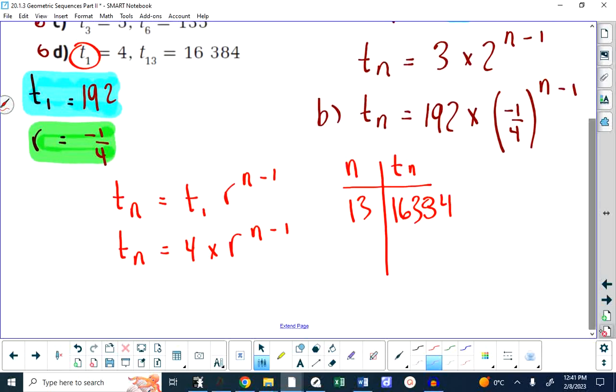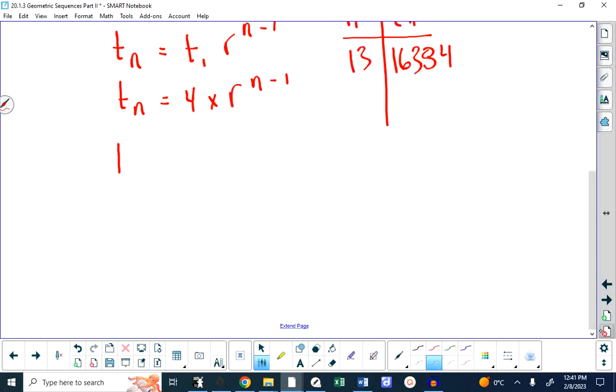You would put in an ordered pair to find the missing parameter. And what we would end up getting is 16,384 equals 4 multiplied by the common ratio, which we don't know, to the 13 minus 1. So when we divide both sides by 4, you get 4,196. I don't know. I think I have my hundreds wrong. What do you? Just 4096. Okay, thank you.